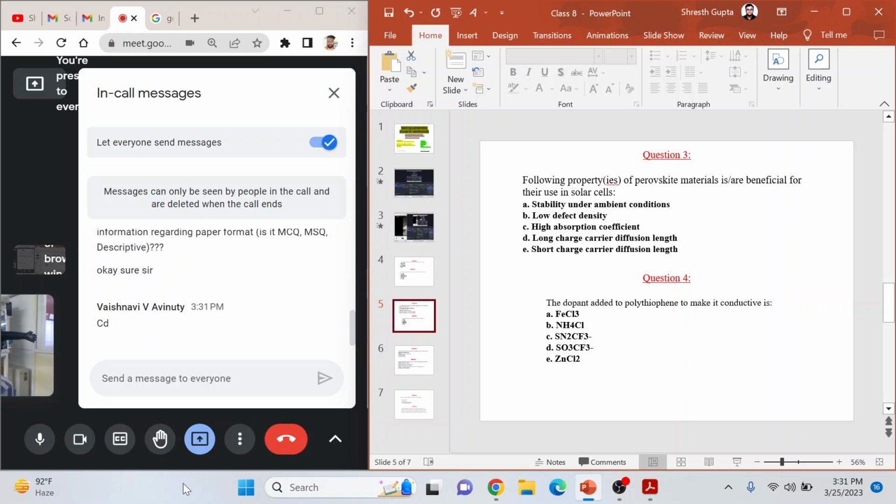Sir, C and D. Okay. Could you explain why? Band gap is more, sir. If we create the material, that's why high absorption coefficient. And sir, carrier lifetime is high, that's why long carrier diffusion length.